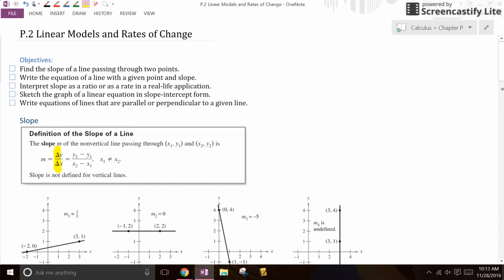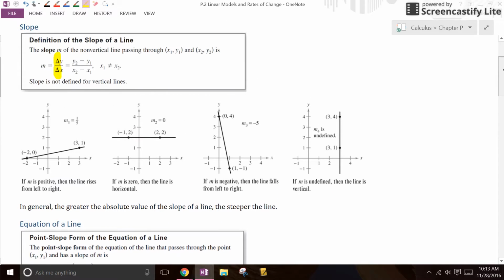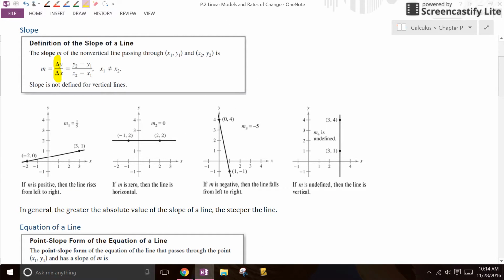You can see I have a couple of examples right below that. We have a positive slope, and you can see the slope was 1/5. I have a zero slope, where you can see it leveled off and stayed the same. You can see a negative slope, and even that last one where I have an undefined slope. So be careful. All these slopes are possible when you are doing these fun-filled problems.